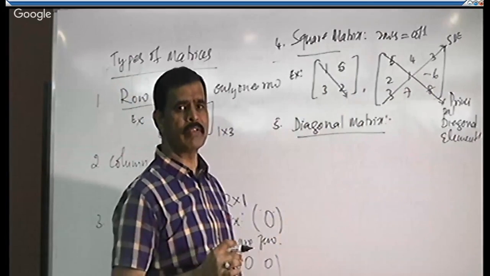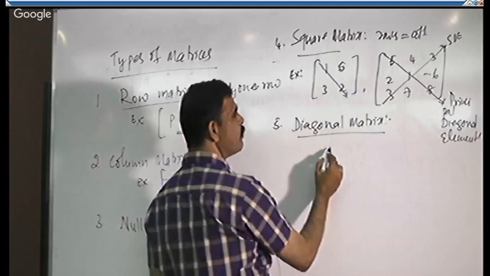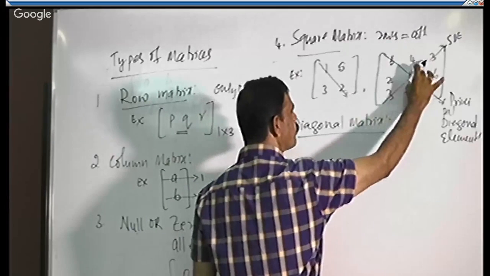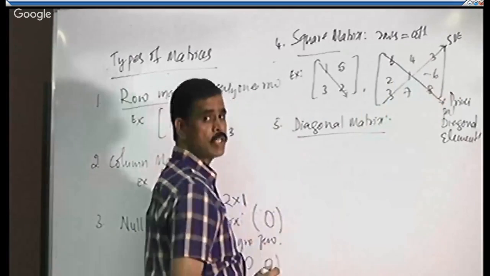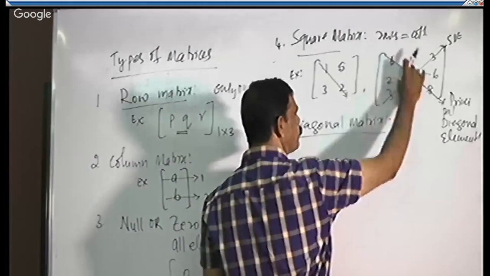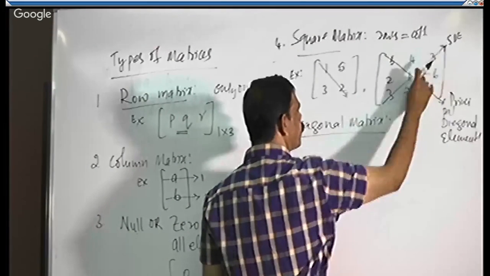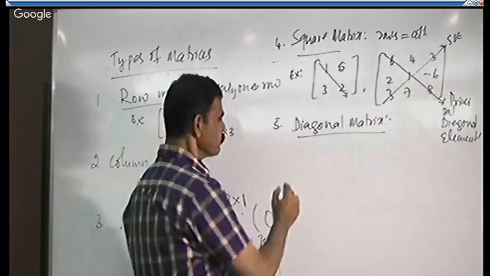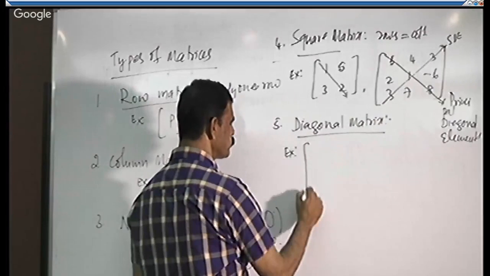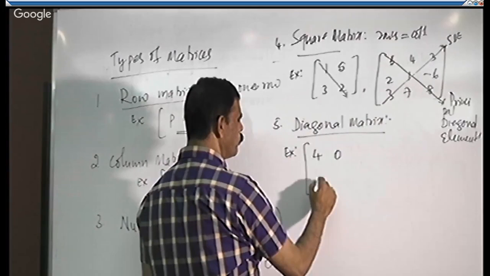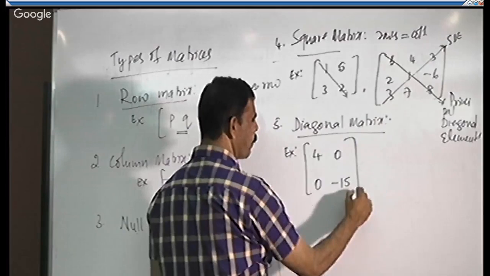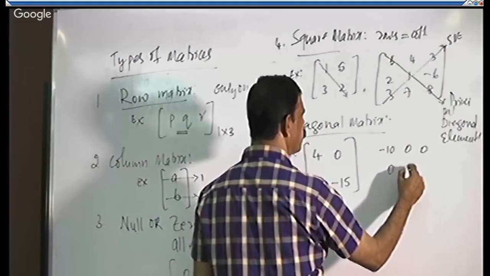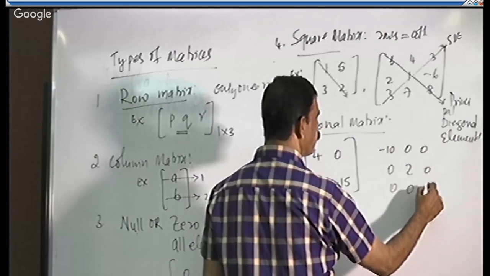A diagonal matrix is a square matrix in which all the elements except principal diagonal elements are zeros. Except these elements, if other elements are equal to 0, such a matrix is called a diagonal matrix. See this example: 4, 0, 0, minus 15. Minus 10, 0, 0, 0, 2, 0, 0, 0, 5.